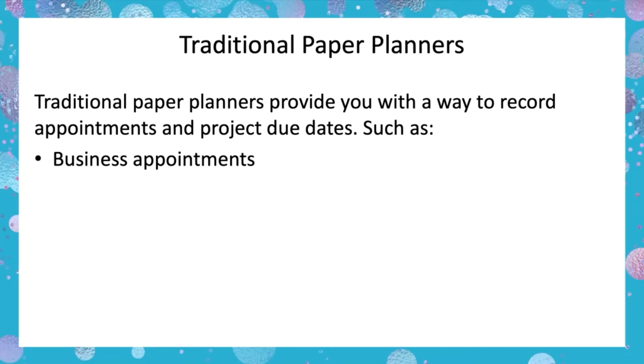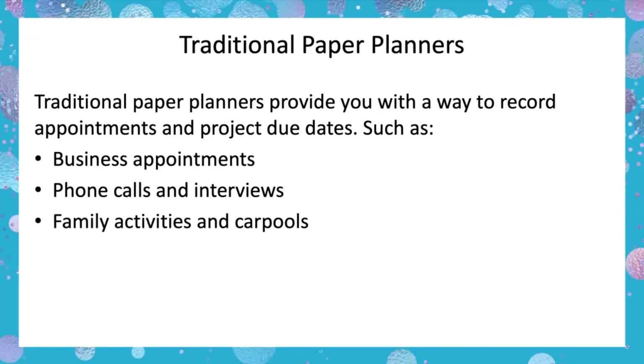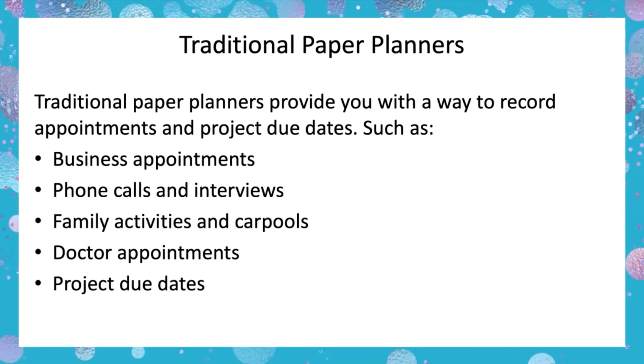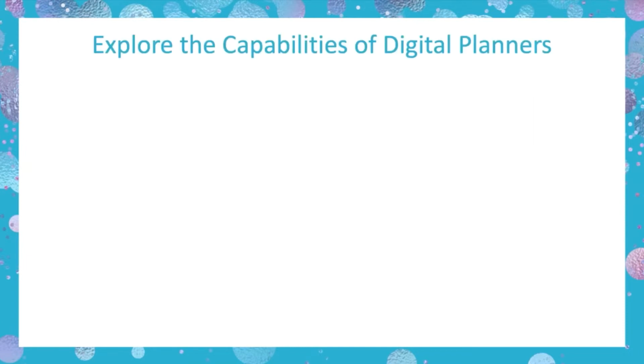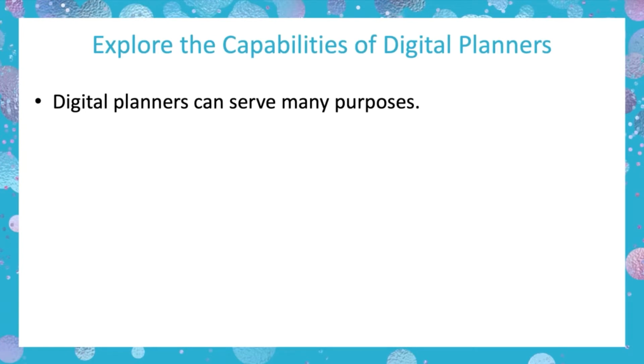What you record in your traditional daily planner could be business appointments, phone calls and interviews, family activities and carpools, doctor appointments, project due dates. And you can record those in paper planners, and many of us have used paper planners for many years. And you can also take those same types of things you're tracking and track them digitally. So let's dive deeper there and explore the capabilities of digital planners.